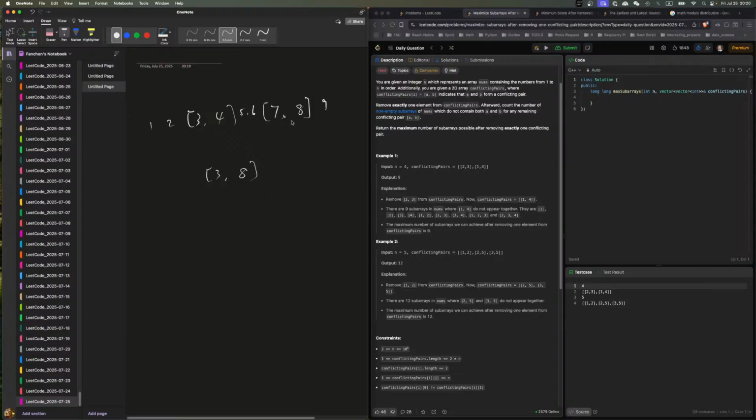The duplicated subarray can be found by simply getting the maximum, right? Okay, this sounds reasonable.